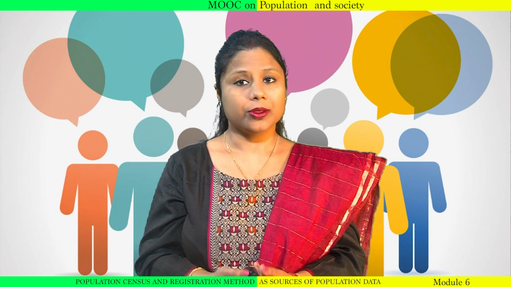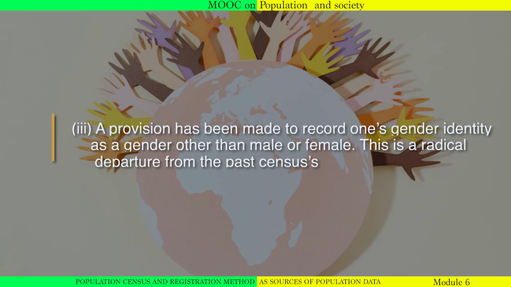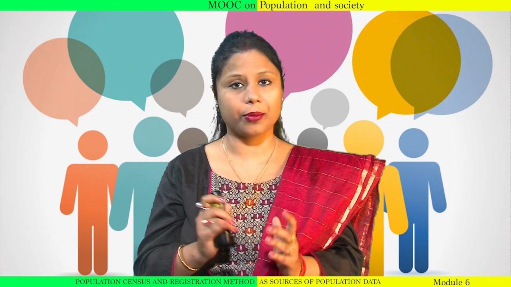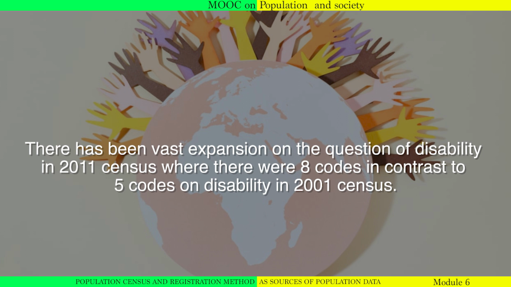Again, in the 2011 census, a unique provision has been made to record one's gender identity as a gender other than strictly male or female. This is a radical departure from the past censuses. Separate codes have also been assigned in the 2011 census for the category of divorced and separated. Finally, in the 2011 census, there has been a vast expansion on the question of disability, and in this census, 8 codes on disability were included in contrast to 5 codes in the 2001 census.